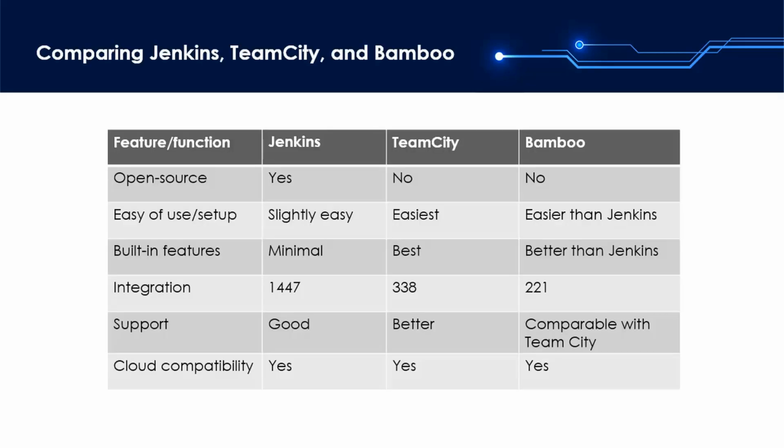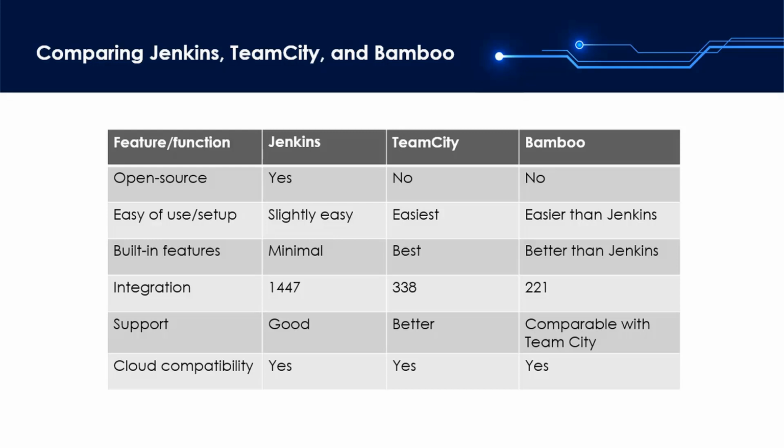Now that we've explored some of the prominent features and characteristics of the continuous integration tools, let's briefly compare each of the tools to understand how they stack against each other. The comparison table is quite explanatory, but we'll run through each of the comparison elements. Jenkins, as mentioned earlier, is open source, while TeamCity and Bamboo are commercial. In terms of ease of use and setup, TeamCity is the easiest to set up and work with, followed by Bamboo and Jenkins, respectively.